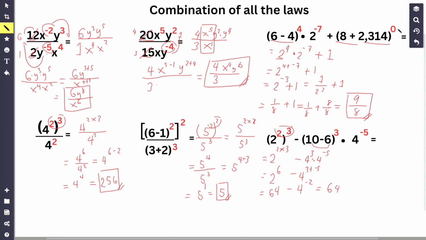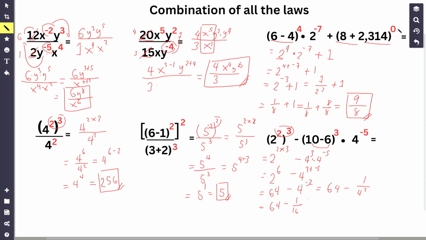64 minus, what is, okay, please take note, negative exponent. So this will become 64 minus 1 over 4 squared. Okay, so now this will become 64 minus, what is 4 squared again? Is that 16? Okay, this is going to be 1 over 16. Okay, actually, this number is kind of big. However, please take note that we still have to subtract this.